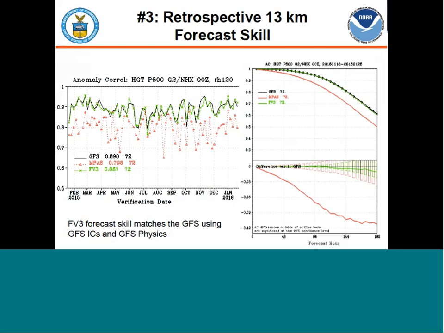Both groups submitted 74 cases using initial conditions from the operational model, and the physical parameterization of the models is identical. We make sure they are identical. Nobody is allowed to change anything. So the first thing you look at is the 500 millibar height anomaly correlation for the whole year.